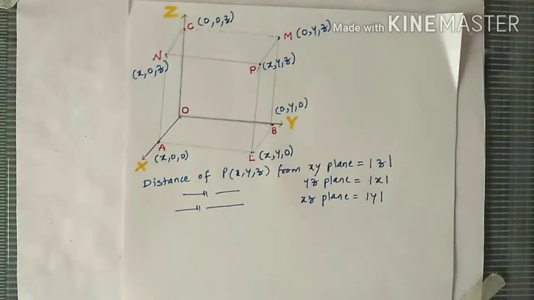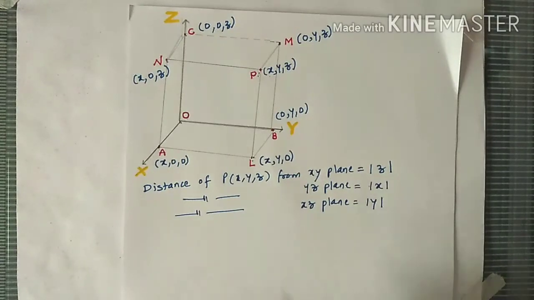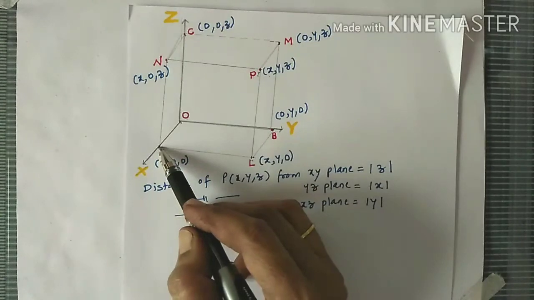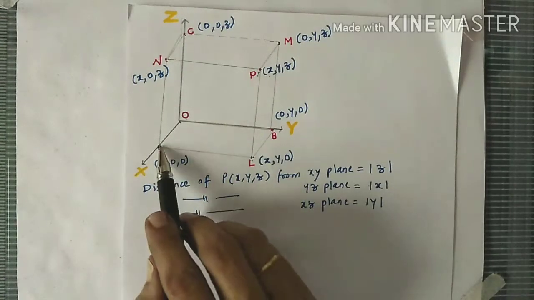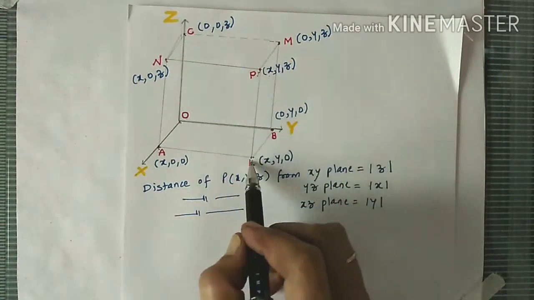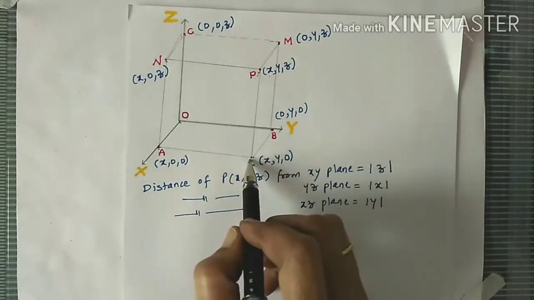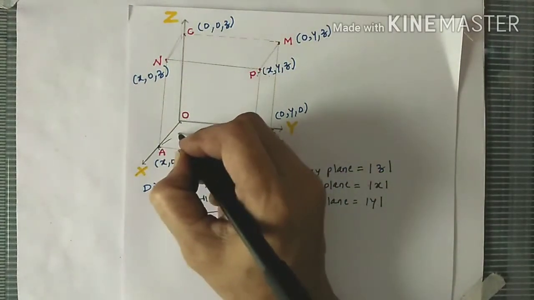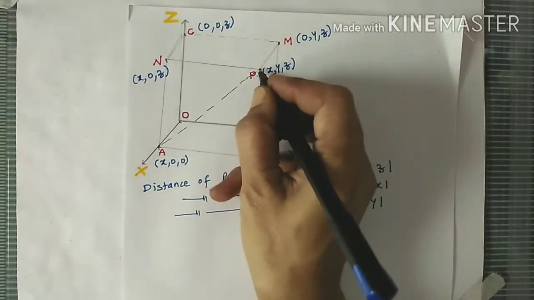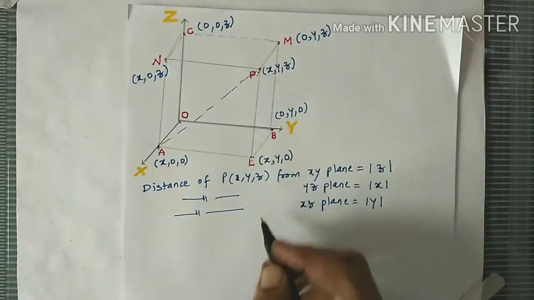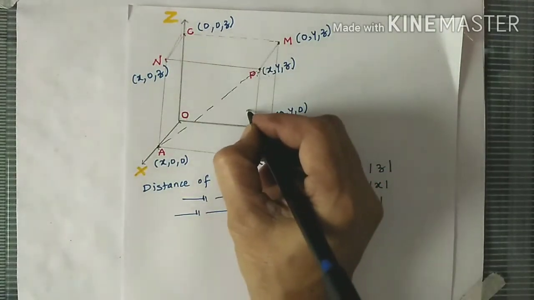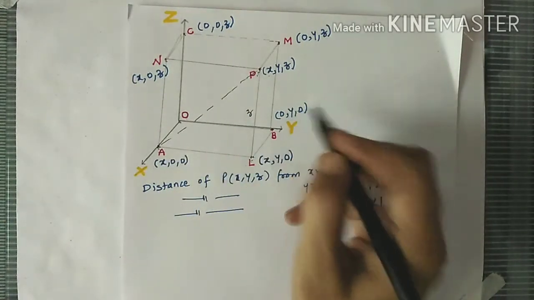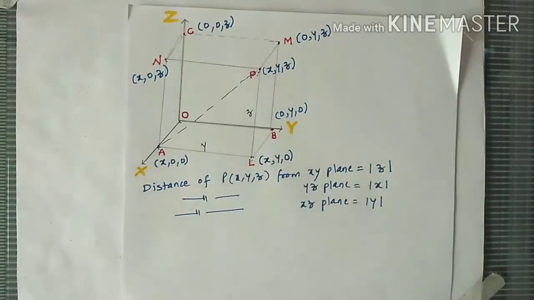Now let's find out distance of P from x-axis. So if we join this P and A, that is distance of P from x-axis. So to find PA, consider PLA. So if we consider triangle PLA, then in PLA, this distance PL is z coordinate and AL is equal to OB, and OB is y, so AL is y.